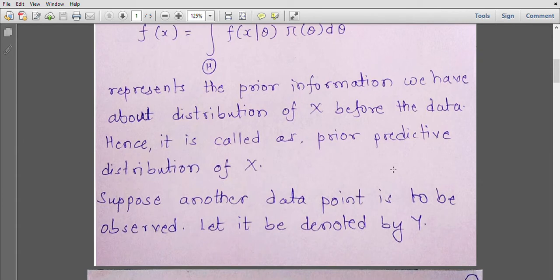Now suppose we had got only one data point or a set of data. So the entire data is represented by this variable x here. So we have prior distribution for theta, pi(theta), then we have f(x given theta), then we get joint distribution of x and theta, then we get marginal distribution of x, and then ultimately we get posterior distribution of theta, which is pi(theta given x). So this is the end.